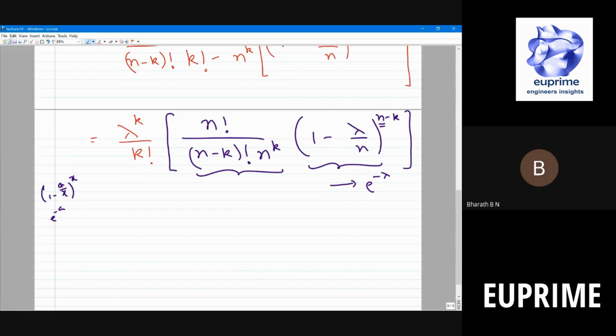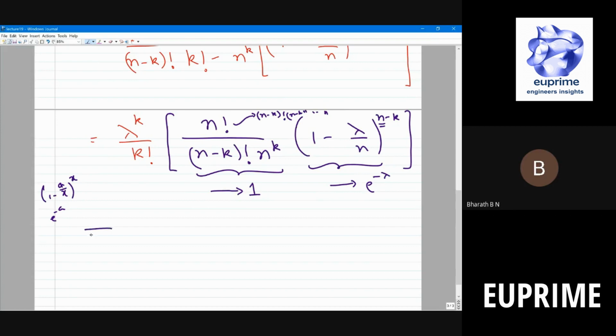So what happens to this? N factorial, I can split into (n minus k) factorial into (n minus k plus 1) and so on till n. Do you agree? So this and (n minus k) factorial cancel, and what we have is (n minus k plus 1) into (n minus k plus 2) and so on till n, divided by n power k. So this goes to 1. Is this clear? You can check that. This is a simple ratio.